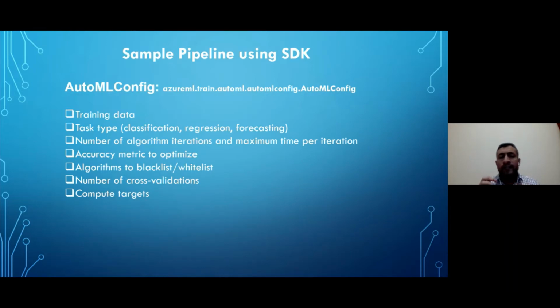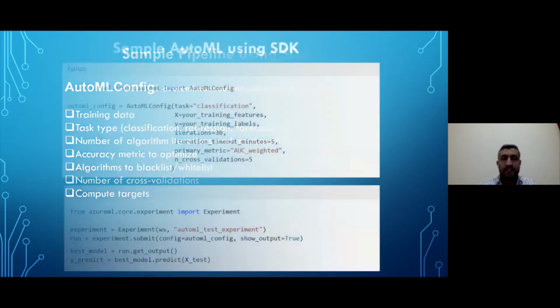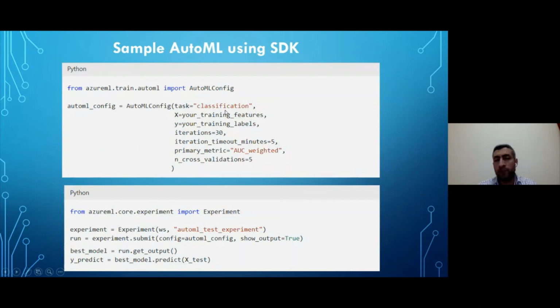And what exactly the algorithms you want to use, and how many iterations you want the automated machine learning to go through, and what is the accuracy metric that you want to benchmark on, how many cross validations if you want to evaluate your models, and what compute target you are planning to use for this experiment. Okay, this is something common in the SDK called AutoML config. We can use this AutoML config, as we can see here in this example, to define the different parameters for a specific run within the AutoML.